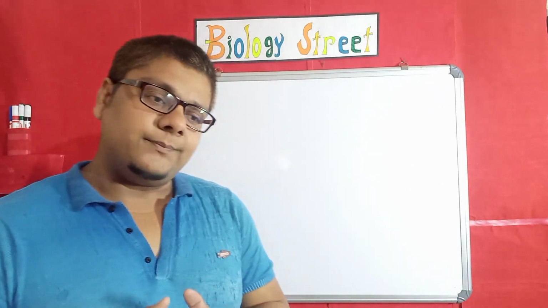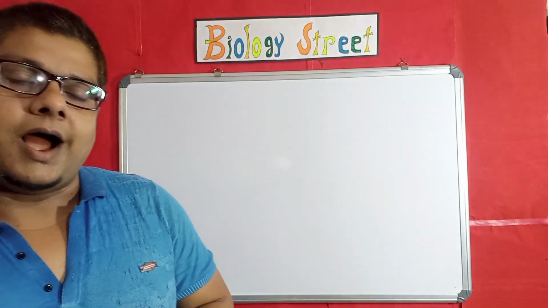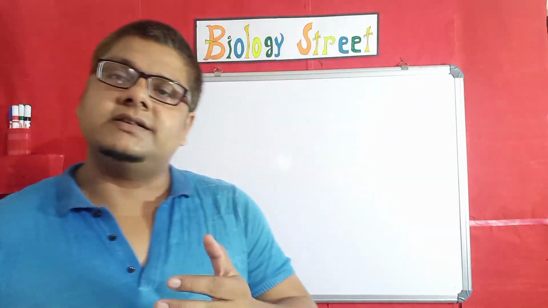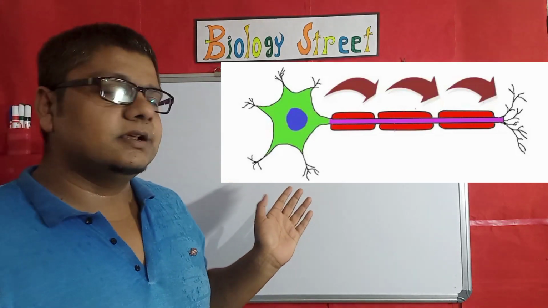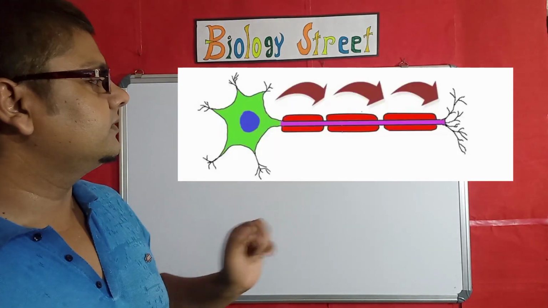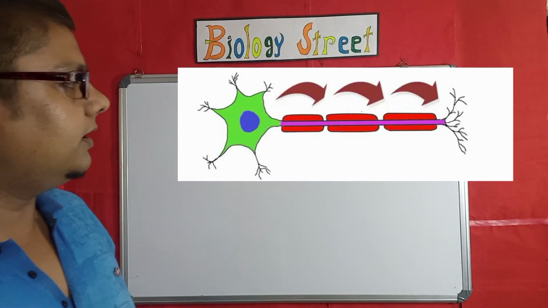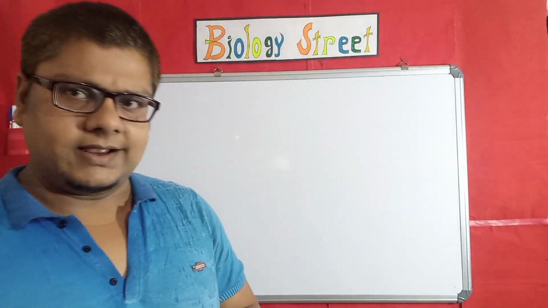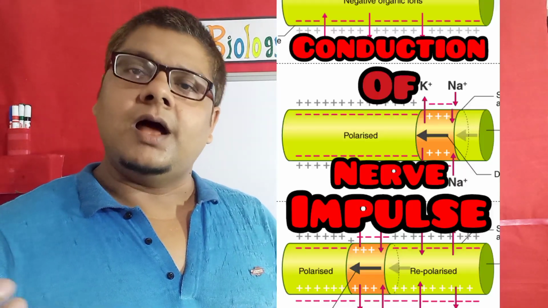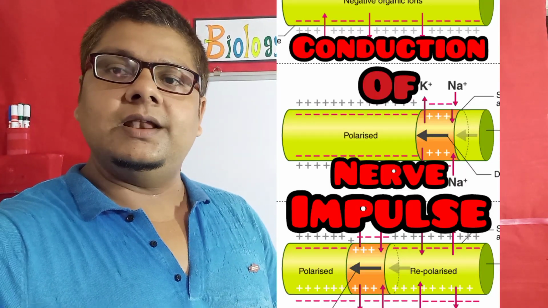Then what happens within a neuron? How does a neuron conduct the impulse within its axon? This is almost like that. It jumps from one node to another node. You can see over here. Okay, this is the basic I told you. Now we are going to start with the electrical impulse that is conducted within an axon. How does this happen? Okay, let's start.